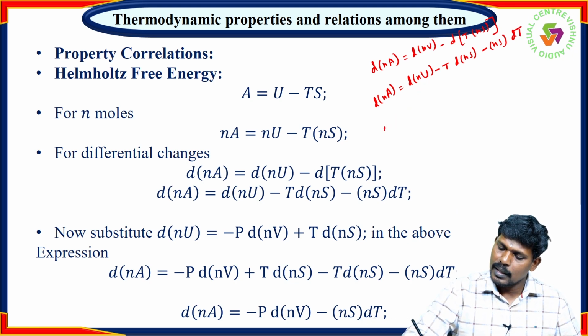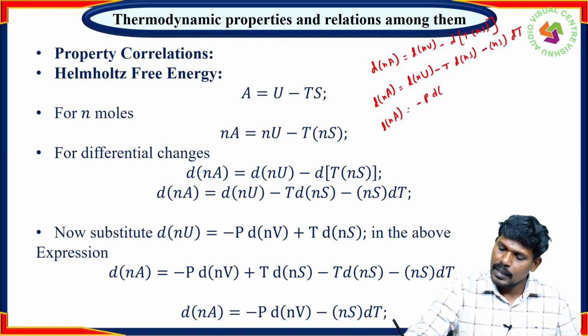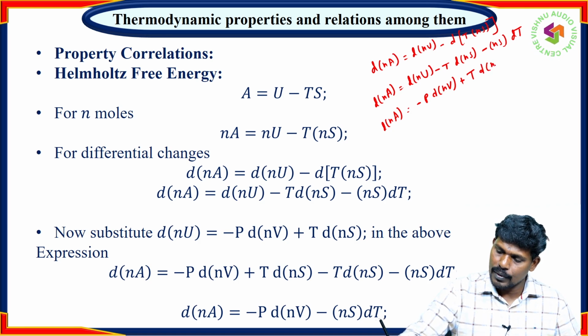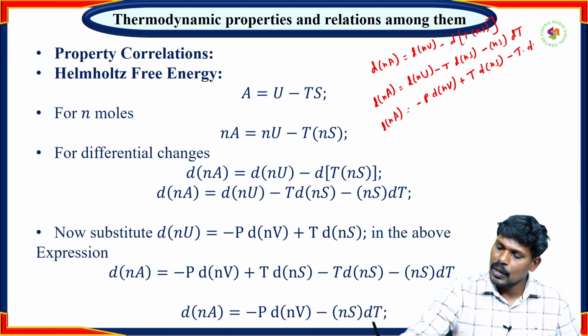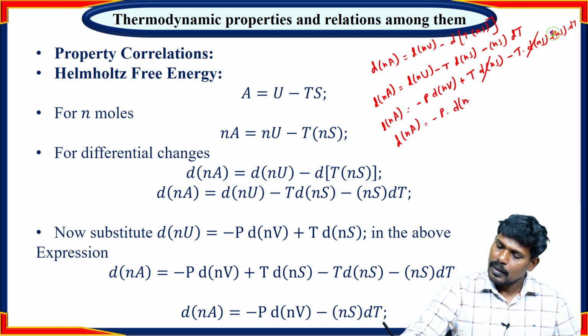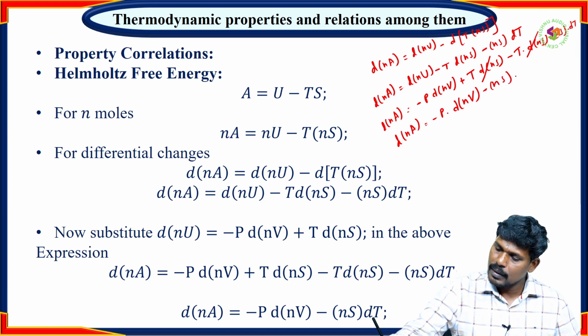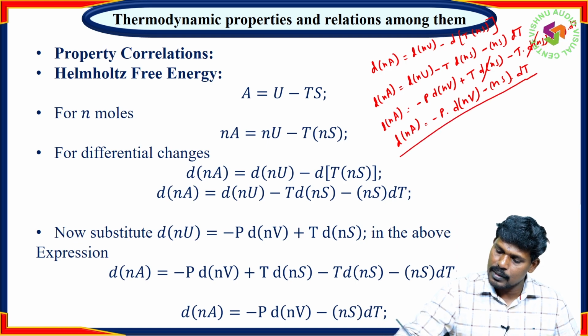Again substitute this: d of NA is equal to minus P d of NV plus T d of NS minus T into d of NS minus NS into dT. So this one and this one get cancelled. d of NA is equal to minus P into d of NV minus NS into dT. So that is the final expression. We got this.